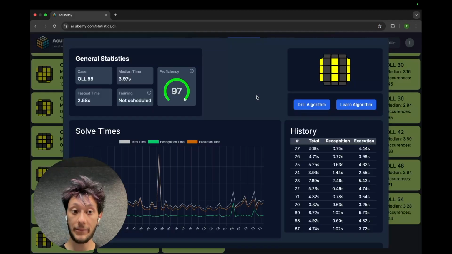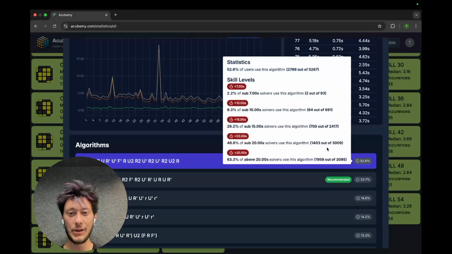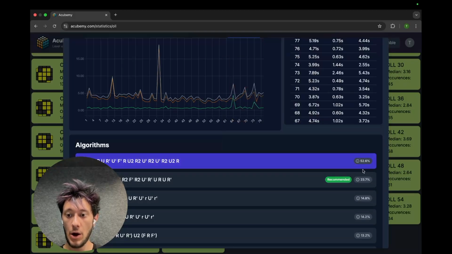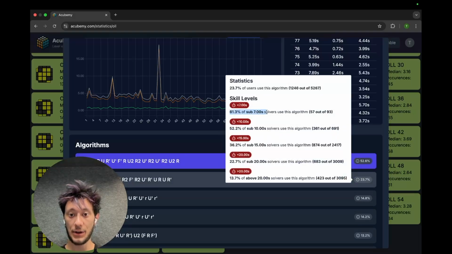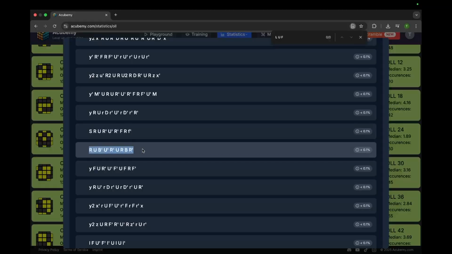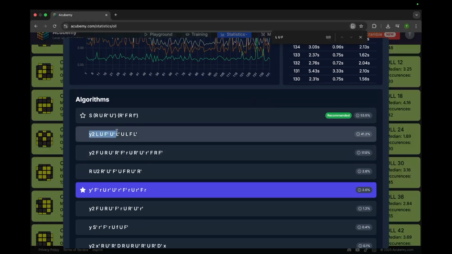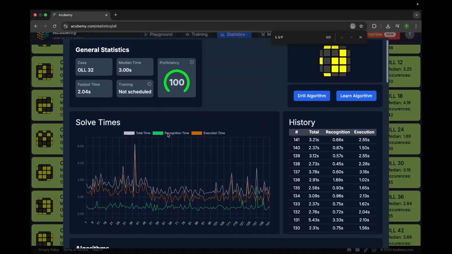We can see the same for OLL55, where nearly none of the sub-7 second solvers use the first algorithm, while over 60% use the second one. One final limitation that I want to mention is that we cannot distinguish algorithms that use the same moves just from a different angle. As I said earlier, we have even more data with replays of the solves. This data allows us to ask questions like how fast is a 12-second solver doing this OLL or that PLL.